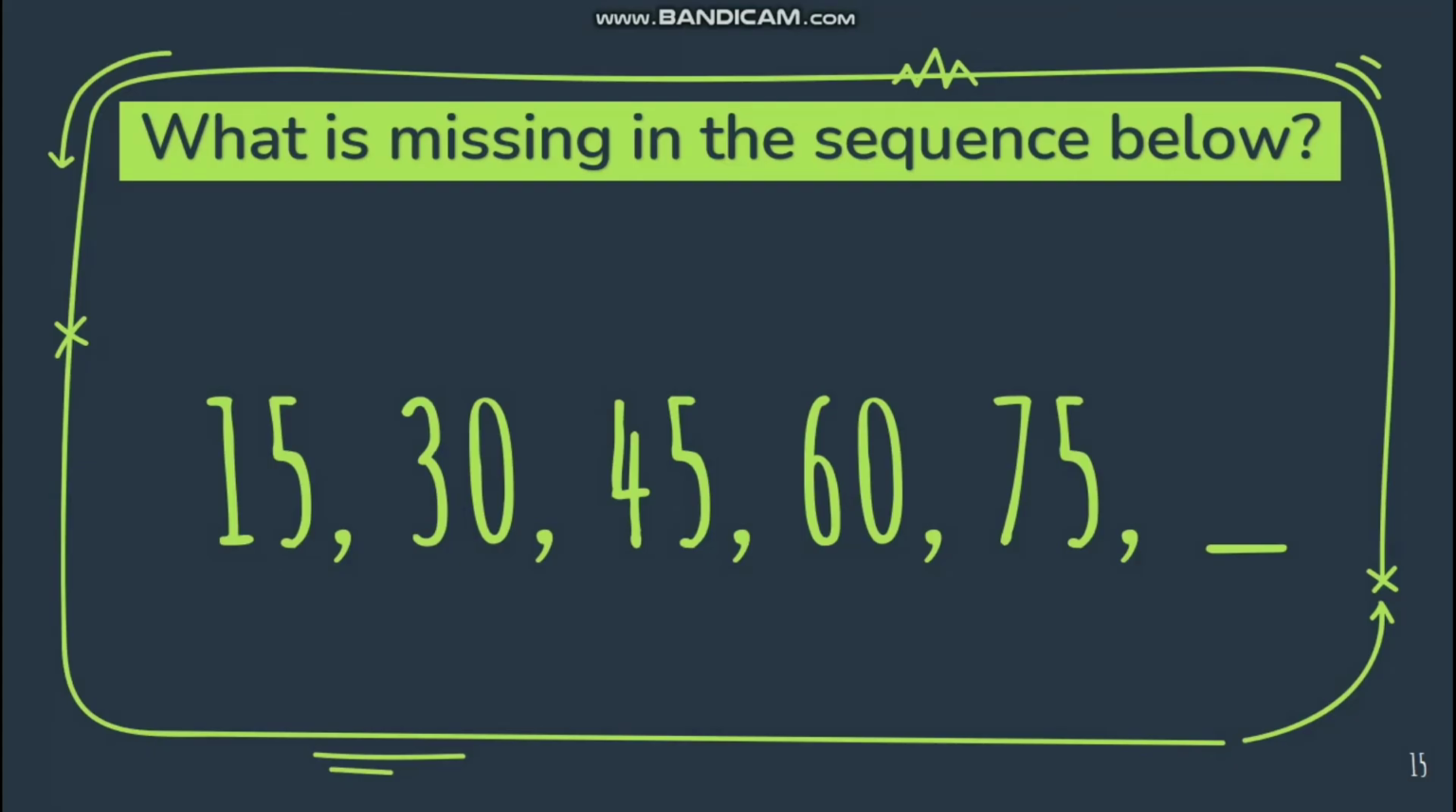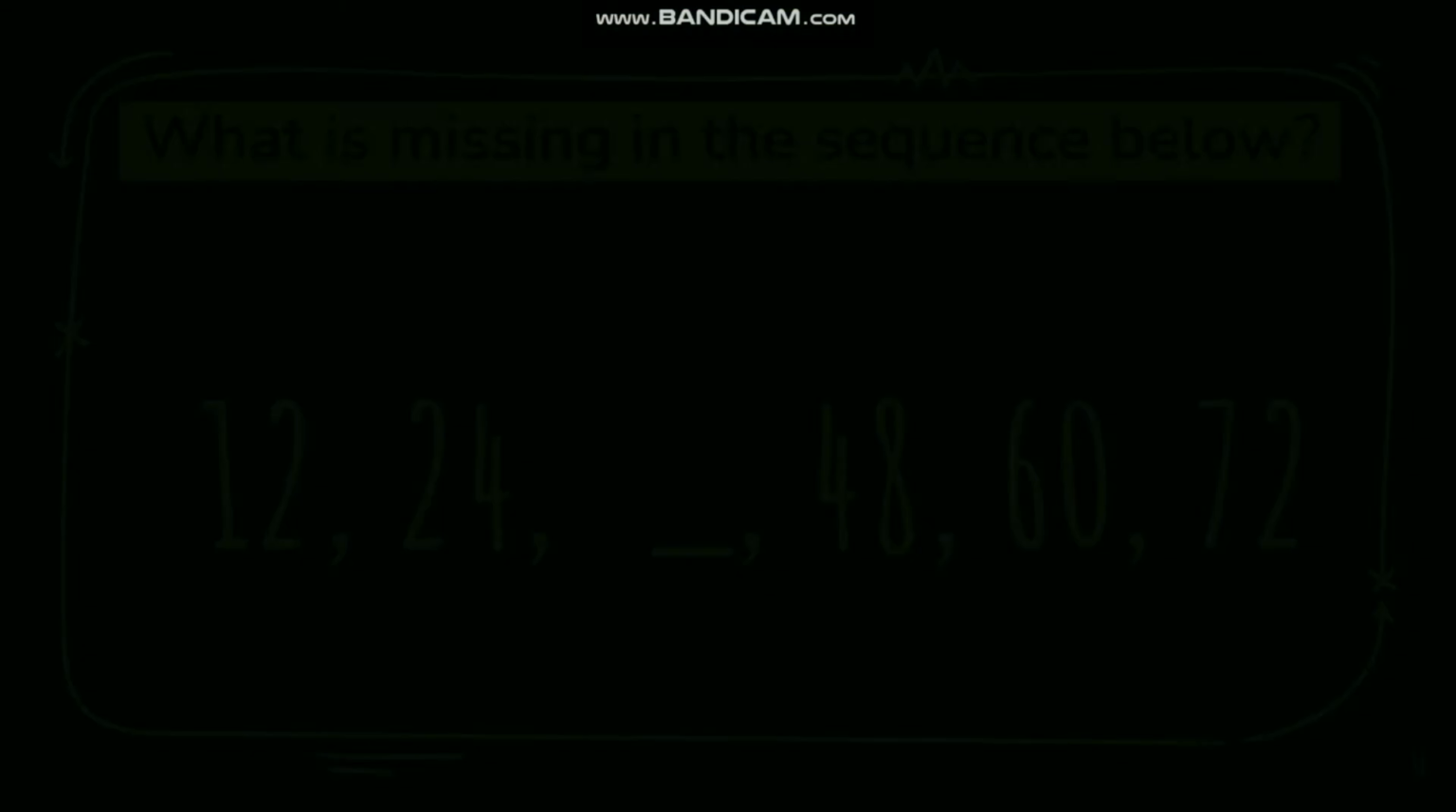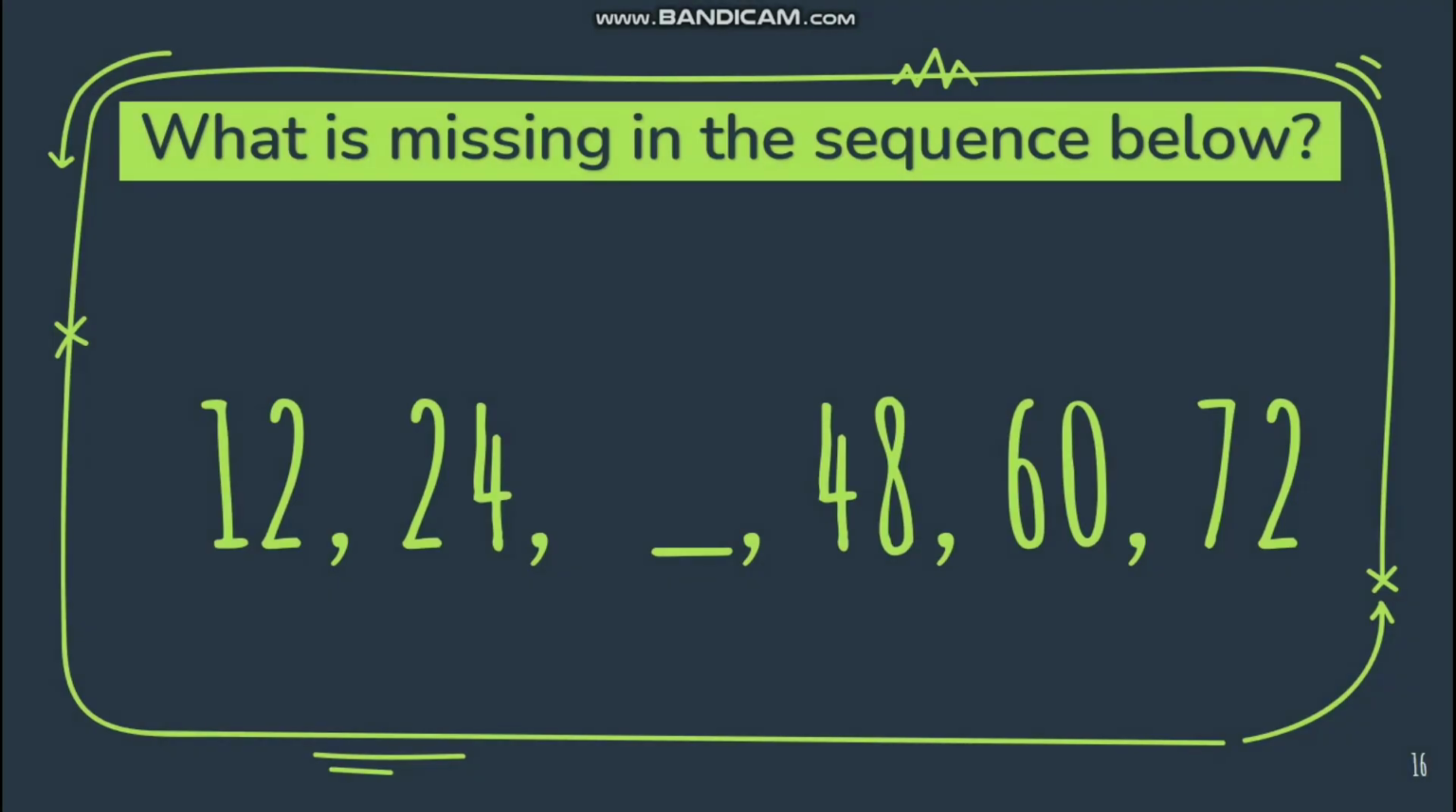Next, what is the missing number in the sequence below? So we have 15, 30, 45, 60, 75, and the missing number. As you can see, this is the skip counting by 15. But if you don't memorize the skip counting by 15, just multiply 15 by 6, since the missing term is in 6th place. Okay, so 15 times 6 is equal to 90, or you can just add 75 plus 15 if you use repeated addition.